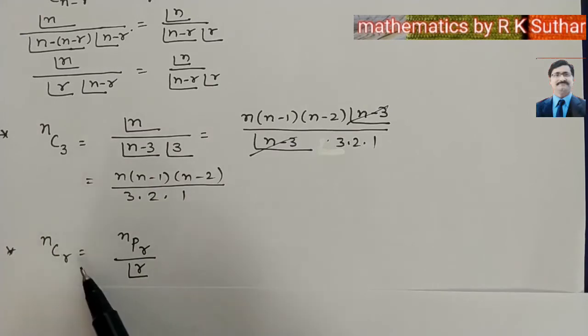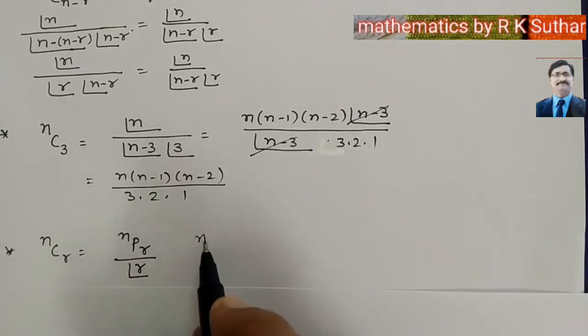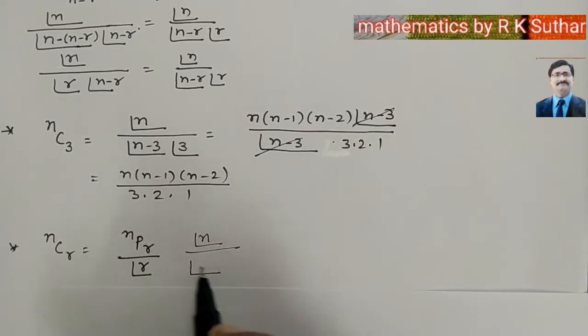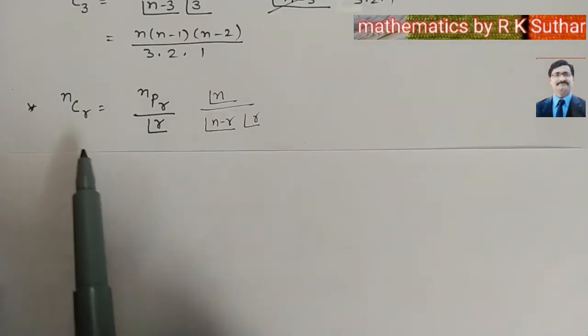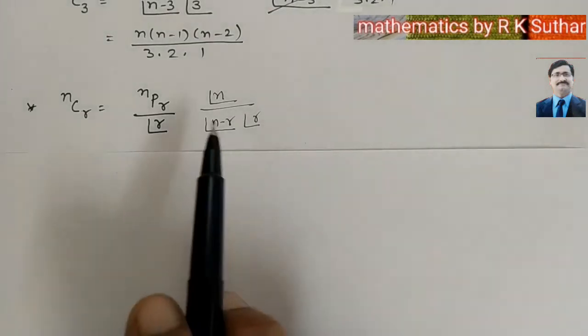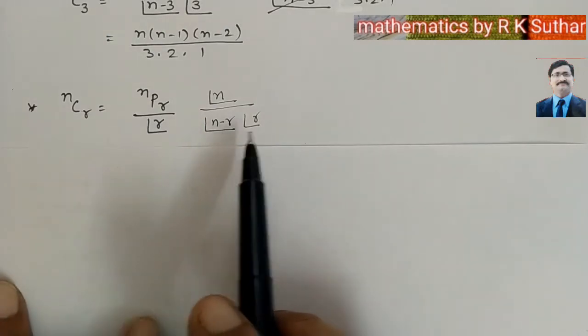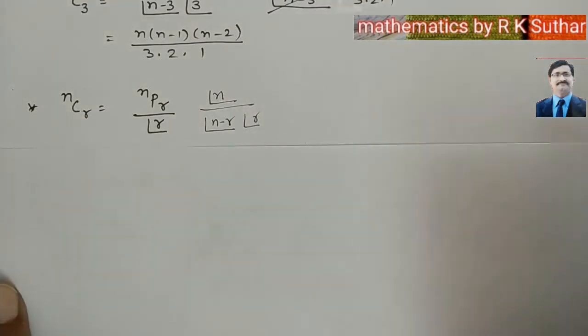Now look at this, nCr is equal to nPr upon factorial r. P is for permutation, we have already done this formula. nPr we know already: factorial n upon factorial n minus r, and then this factorial r extra. So the formula for nCr is nPr upon factorial r. Okay, all of you understand this?